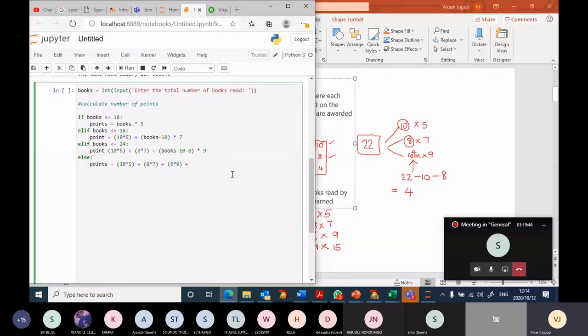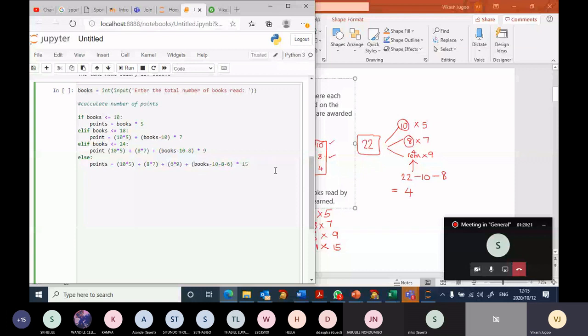The last case, work out the remainder, which is the total number of books minus 10 minus 8 minus 6. Multiply that by 15 points. Whoops, that's 15 points. So here I'm taking away the first 10, I'm taking away the next 8, and I'm taking away the next 6 because these points have already been allocated. And the remainder is multiplied at 15 points. So that is how you would code something like this.